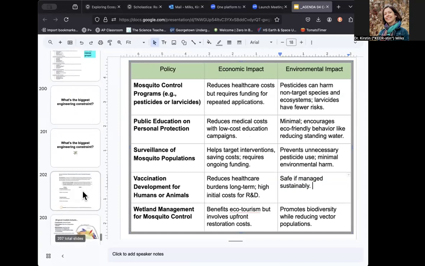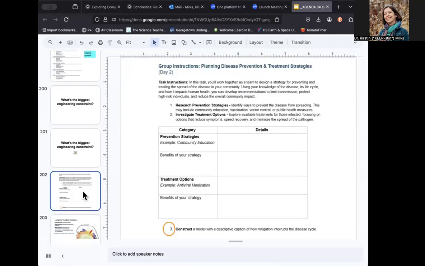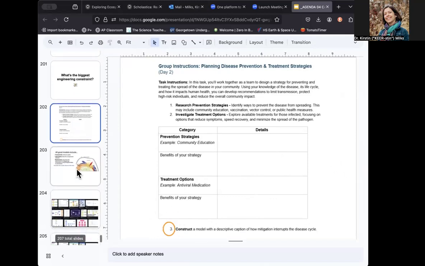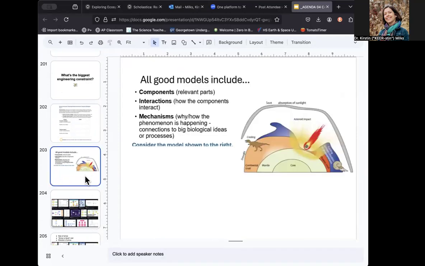This is the group instructions for day two. They're at the bottom of the document that I posted on Canvas on Monday that has your prompt and the deliverable that you were to make. What you're going to do is take that deliverable and unpack it here into this document, Groups Divided and Conquered. And then the other part of it is making a model with a descriptive caption of one of your prevention strategies, the one that floats to the top for your group, given your role, and how that interrupts the disease cycle. Remember, all good models include components, interactions, and mechanisms.